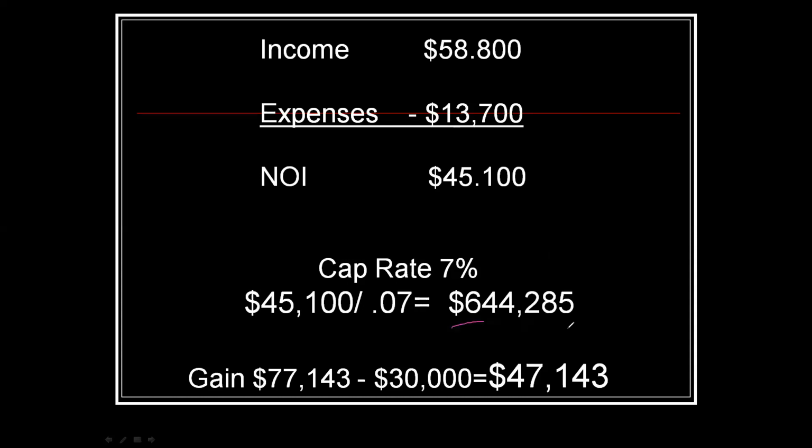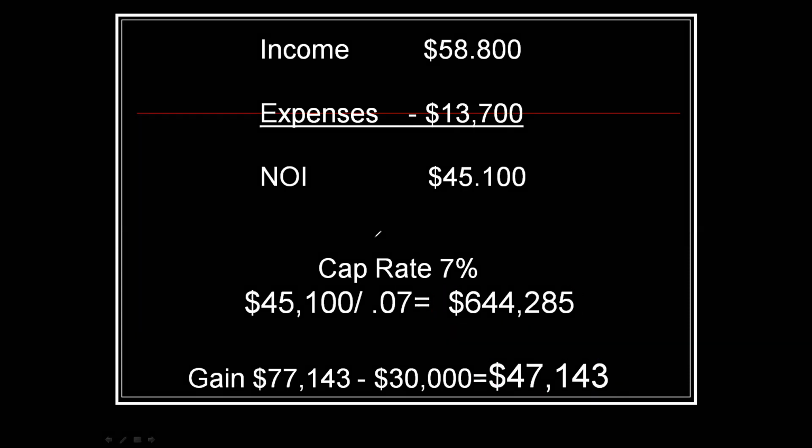were asking for. They were asking for $600,000, and now it's worth $644,000 because we removed that extraordinary expense and recaptured the cost of it. So our gain was $77,143 from the original value. We take away the $30,000 that it would cost us to do that, and that would end up giving us an increase in value of $47,143. So I got all this documentation together.